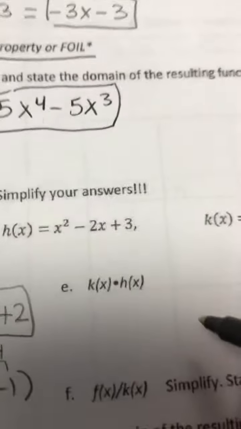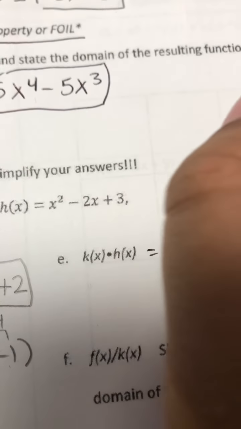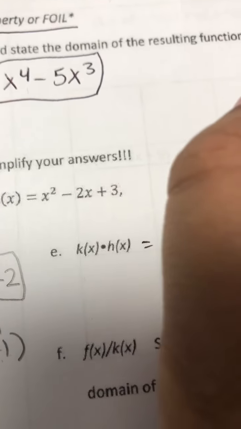Okay, so if we come down here, it's k times h of x. So it'll be x minus 2 times x squared minus 2x plus 3. Now I'm going to show you on the next page how we can multiply that nicer. So we're going to kind of skip that for right now. And then here we're going to divide. So we take our f of x function, which is 2x plus 3, divided by our k of x, which is x minus 2. So this is the answer.